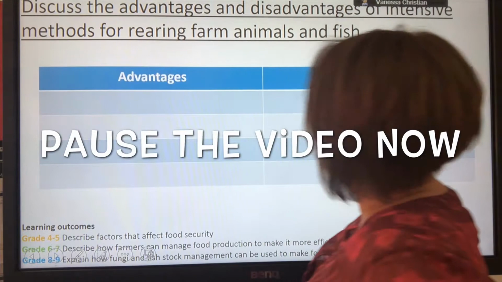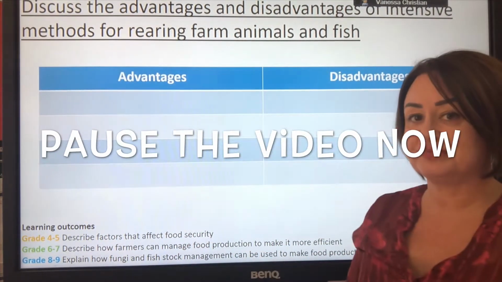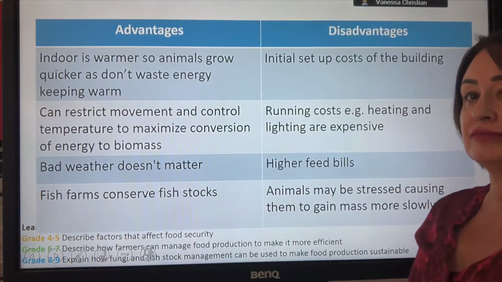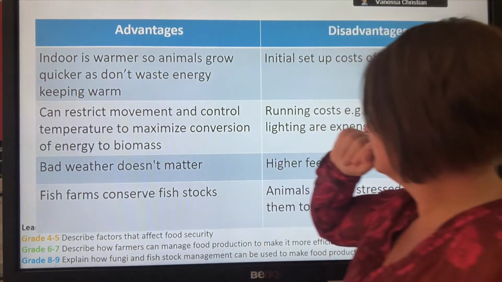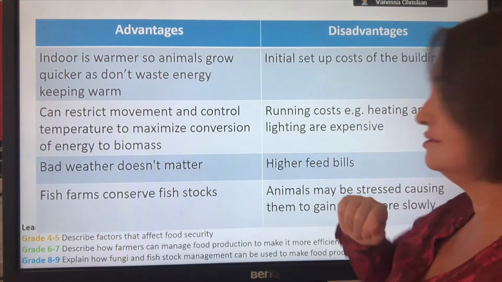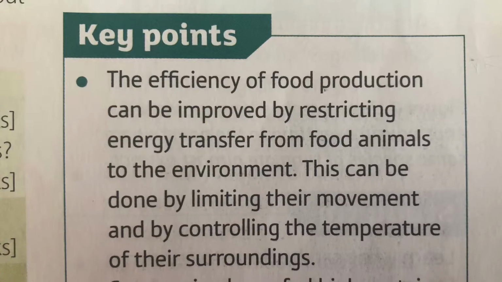So to summarise, let's create a table of advantages and disadvantages. Now compare your table to my table. And take a moment to look at the disadvantage that suggests that when animals are kept in unnatural environments, they become stressed. When they become stressed, they gain biomass at a slower rate. This can be used as one of the ethical explanations for why people are against intensive farming.